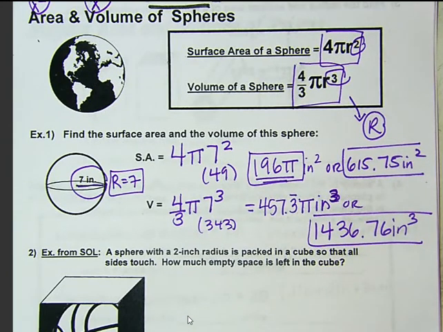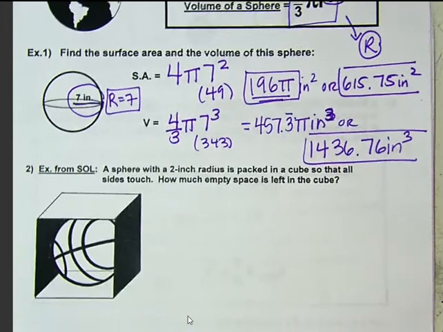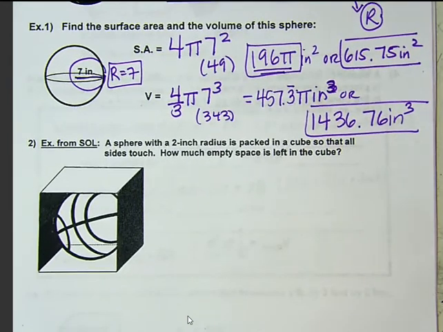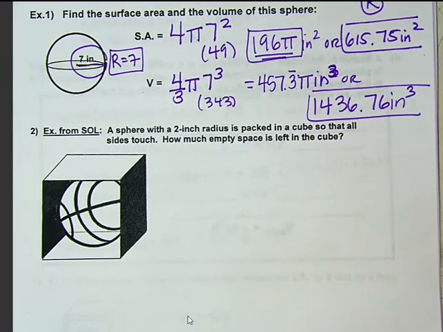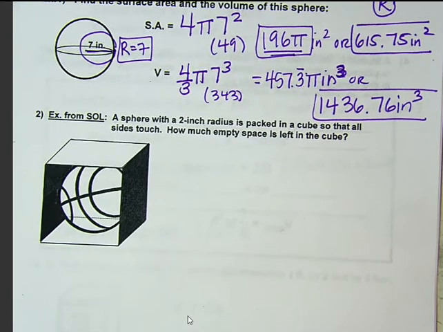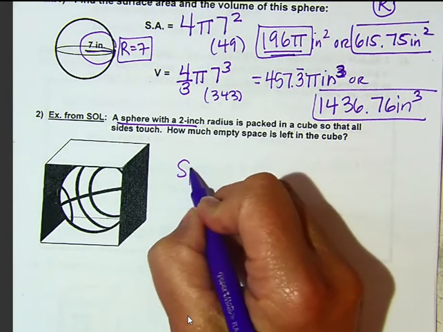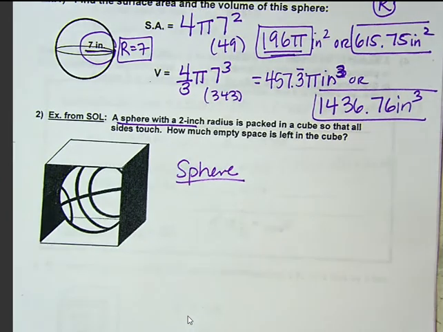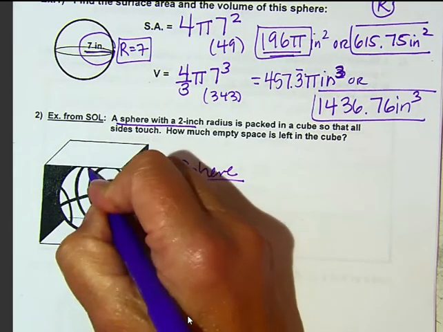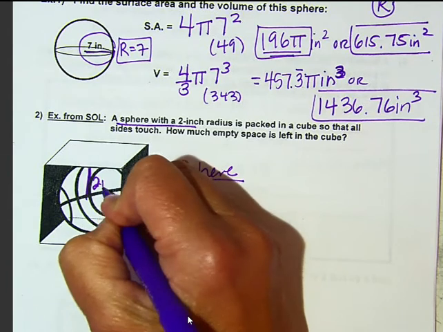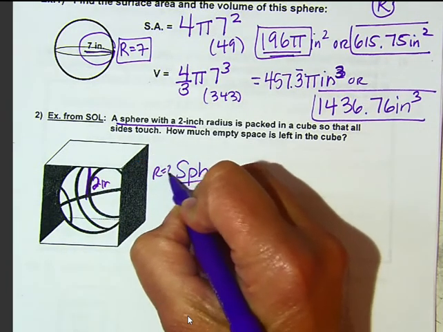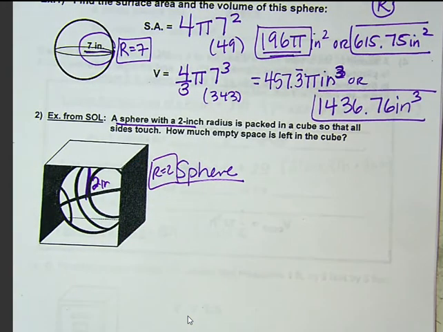This is how you might see it on a standardized test, an SAT, SOL, ACT, any kind of practice problem like that. So a sphere is 2 inches. I have two shapes here. I have my sphere, and it has a 2-inch radius. So my R is 2. I'm going to put a block around that, and it's packed in a cube.